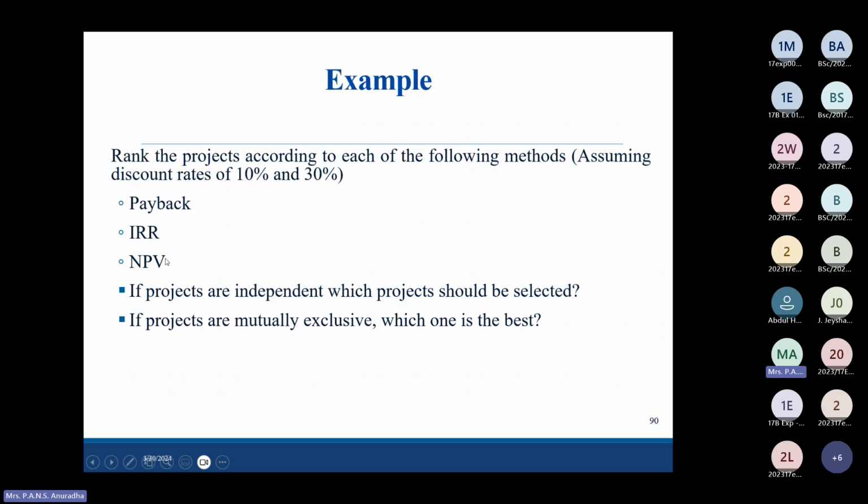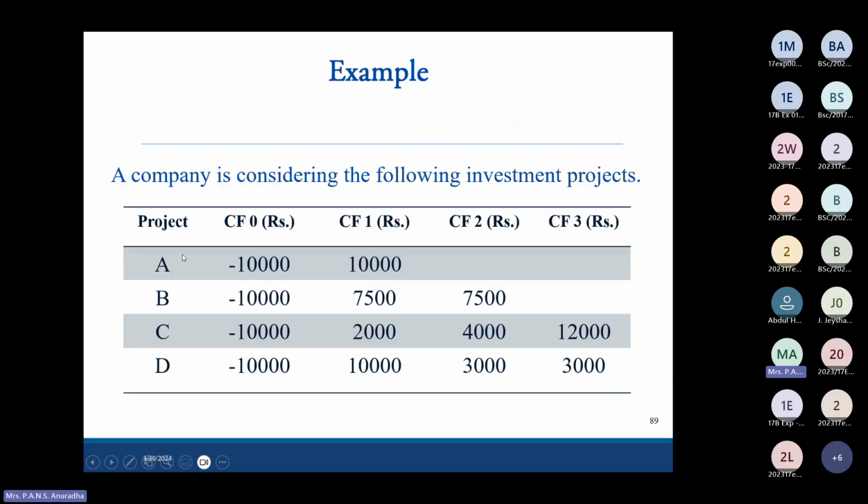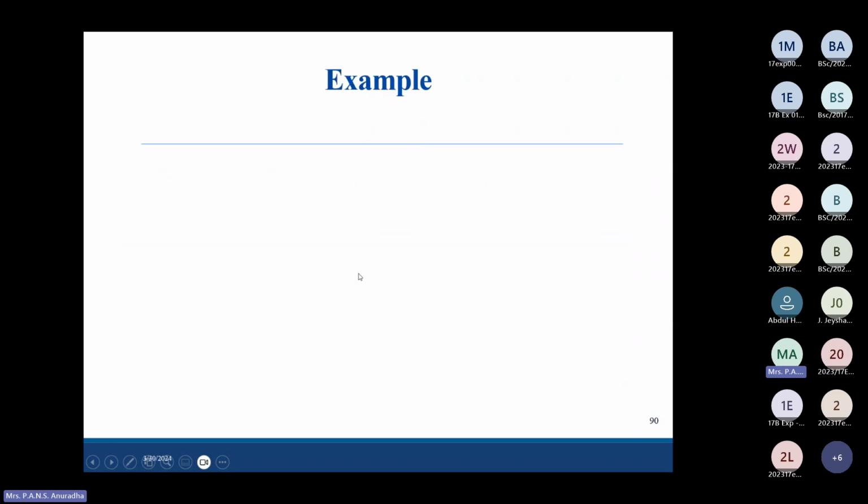So calculate the NPV for each of these projects at 10% cost of capital as well as at 30%. So this is for practice, right? You have to practice this question rather than waiting to do it in the final question paper. So calculate the NPV taking a 10% discount rate and taking the 30% discount rate.